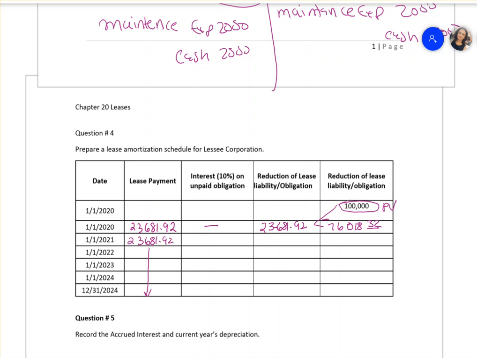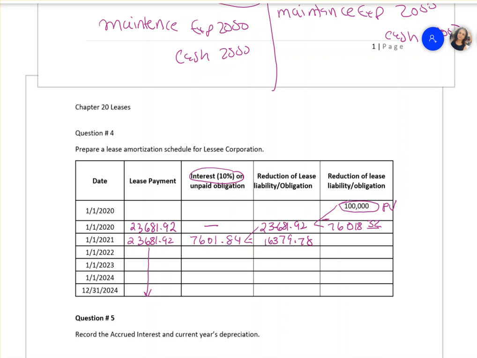The following year, your lease payment does not change, you are going to make an equal payment, so that stays the same. And the next year our interest is recorded at 10%. My outstanding liability is $76,018.32. If I multiply by the 10%, I will get an interest of 7,601.84. The difference between the lease payment and the interest is your principal reduction, which is now 16,379.78. You continue doing it, and then you come up with a balance, a carrying amount on this table.